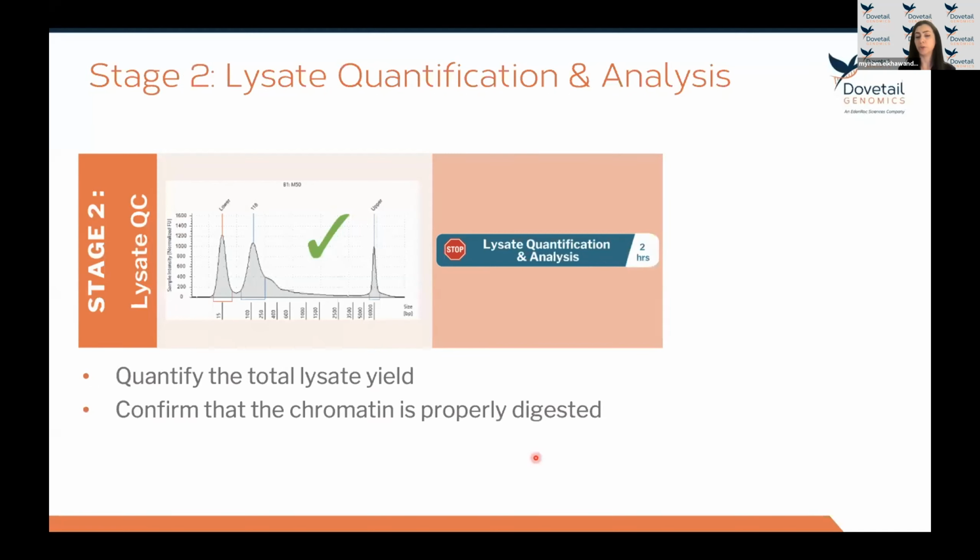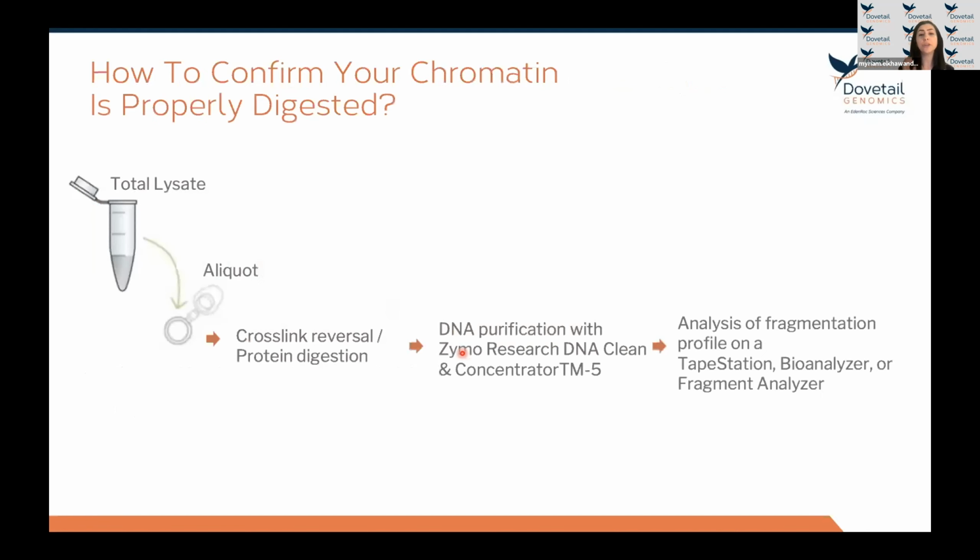Moving on to stage 2. In this stage, this is a QC step that is included early on in the protocol to allow you to confirm that the chromatin is properly digested before moving forward. It will also allow you to quantify the total lysate, or the chromatin yield, that you're recovering from your cell sample. So how do you do that? How do you confirm that the chromatin is properly digested? It's by following these simple steps.